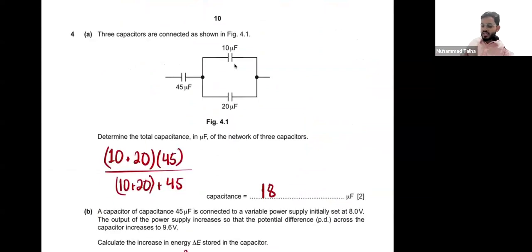Three capacitors are connected as shown in 4.1. You have two in parallel. So how we deal with capacitors in parallel is how we deal with resistors in series. We just add them up. And then this combination is in series, so then I use product over sum. So 10 plus 20, which is 30, times 45 over 30 plus 45, that turns out to be 18.